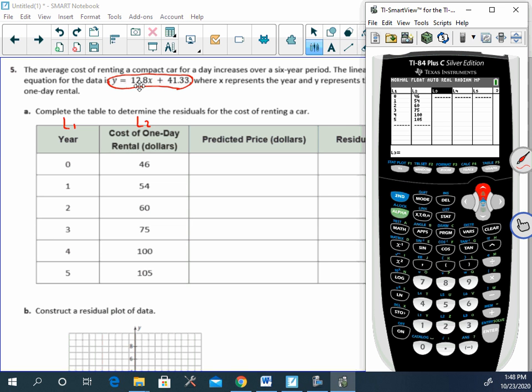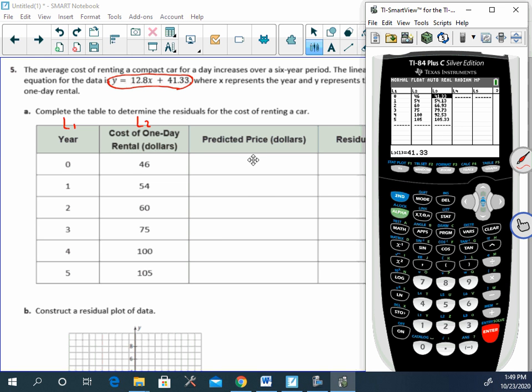Okay, so we're putting 12.8, and instead of times X, because your calculator doesn't know where you put the X values necessarily, our X values are here in my L1. So instead of times X, I'm going to put times L1, and you can see L1 here above the 1 in blue. So I have to hit second and then that button and it'll put L1 there. So second L1. Then we still have to do plus 41.33. And we hit enter and it should fill all of that in for you.